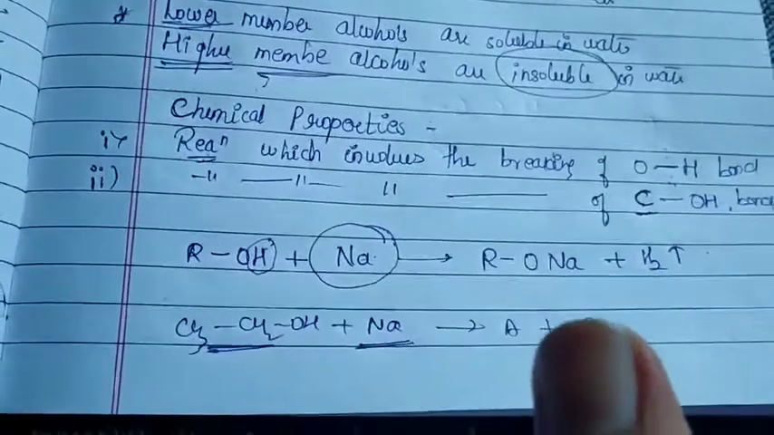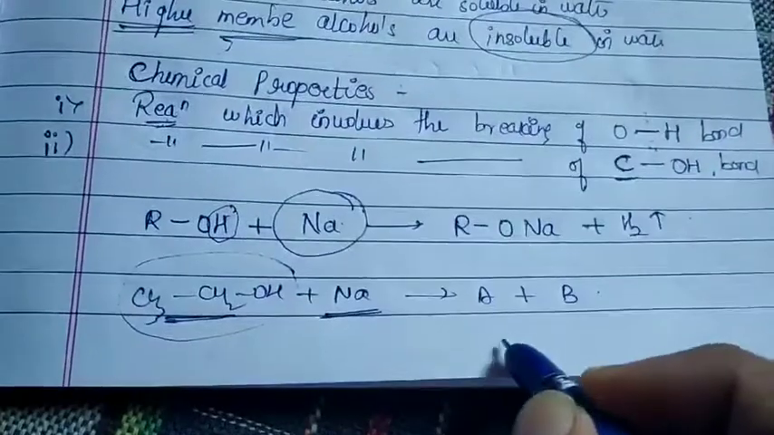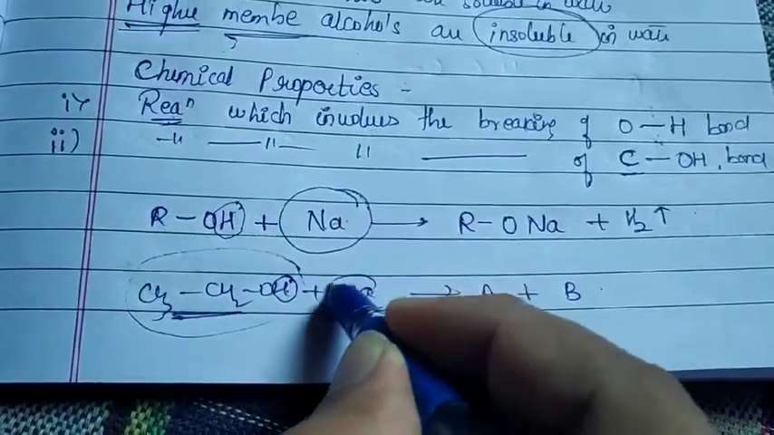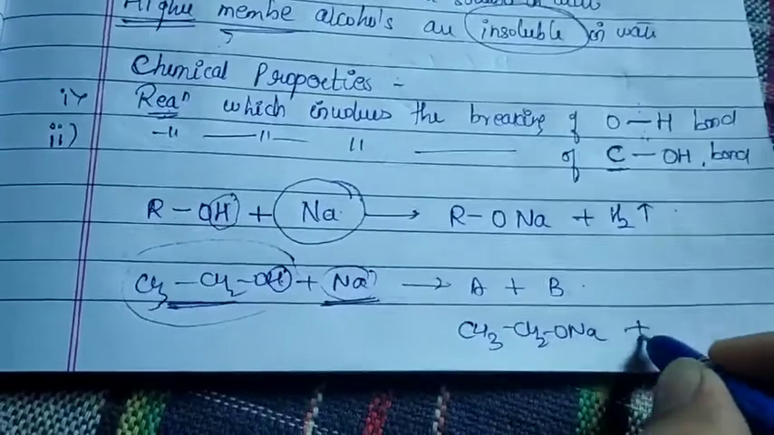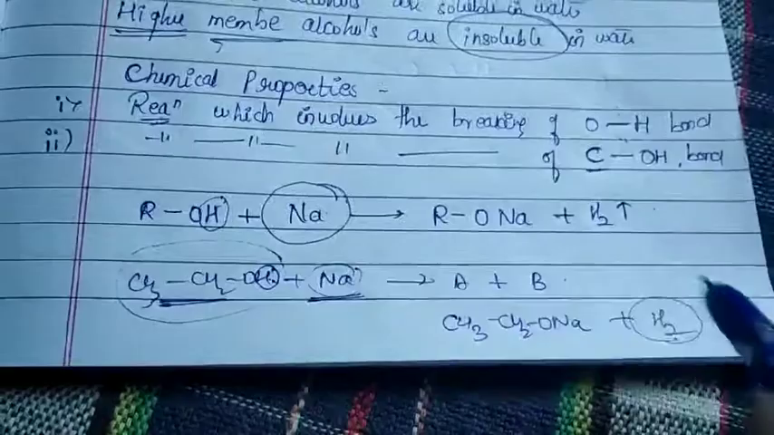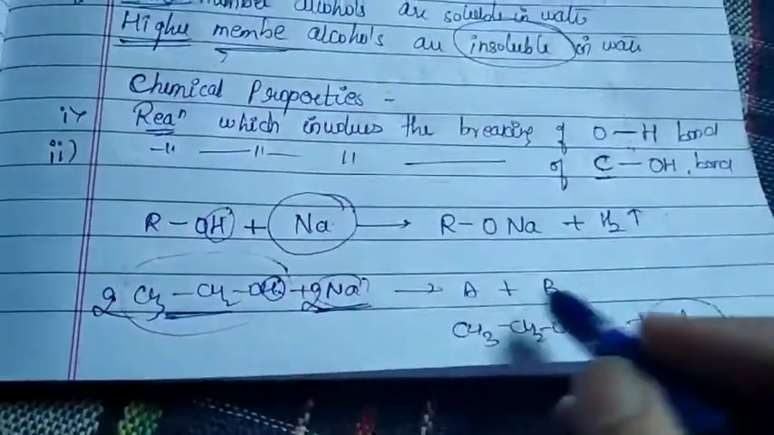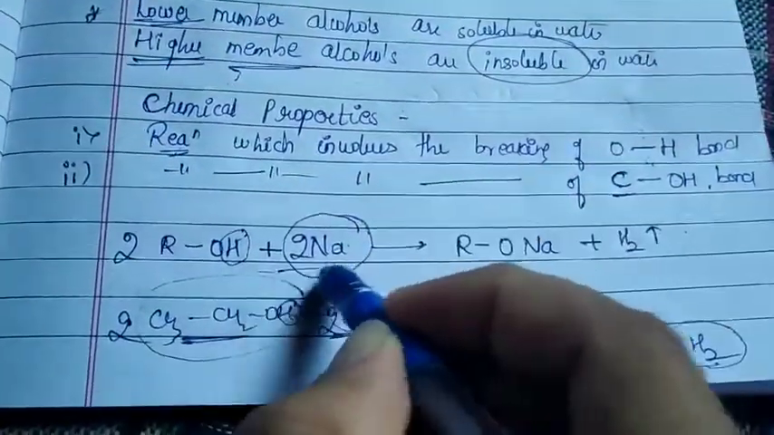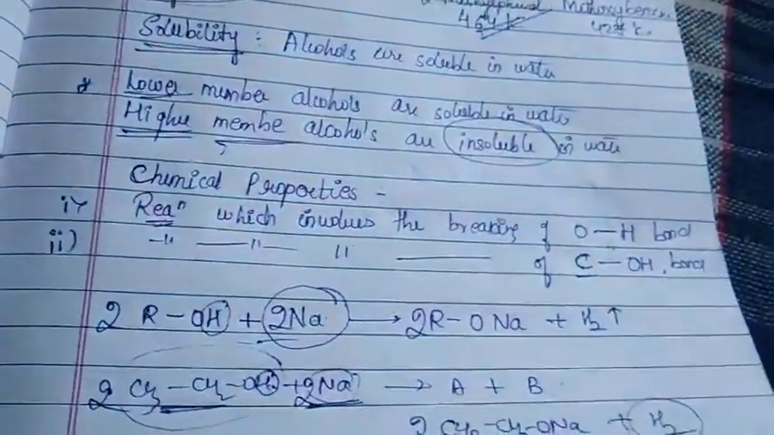So it is a reaction which shows that alcohols are acidic in nature. What is the product you are going to get? Here, whatever hydrogen is there gets replaced by sodium. So CH3CH2ONa plus H2. Since we are getting a hydrogen molecule, we have to balance the reaction: 2, 2 and here 2. Similarly, in the general reaction, 2ROH reacts with 2Na to give 2RONa plus H2. So this is an identification.